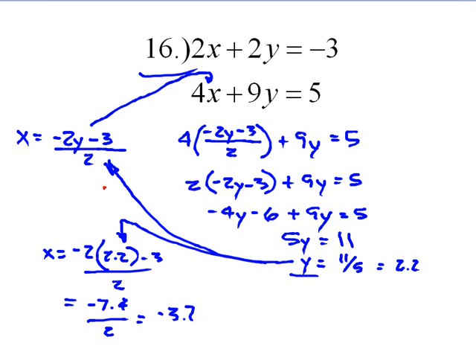So not quite as easy as the last one, working with this big equation to substitute in, but it turned out very nice when we simplified it. Okay, so what was our point that solved both equations? It was x as -3.7 and y as 2.2. That is the method of substitution.